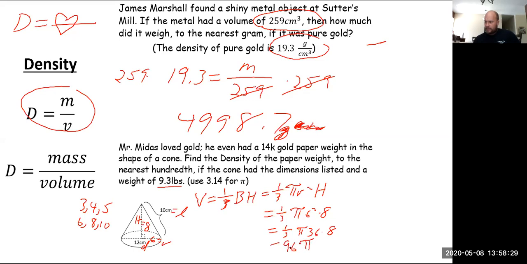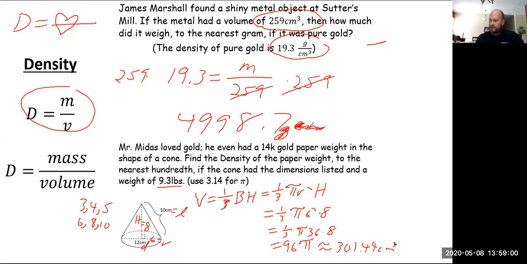So this is 96 pi. Now we're going to be figuring out density in a minute, so we want to get a decimal here. So let's do 96 times 3.14. So the volume of this is 301.44, and again, this was in cubic centimeters.